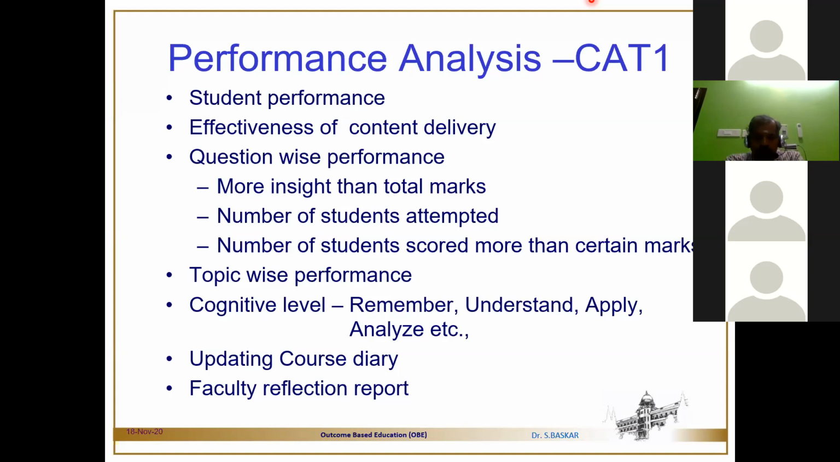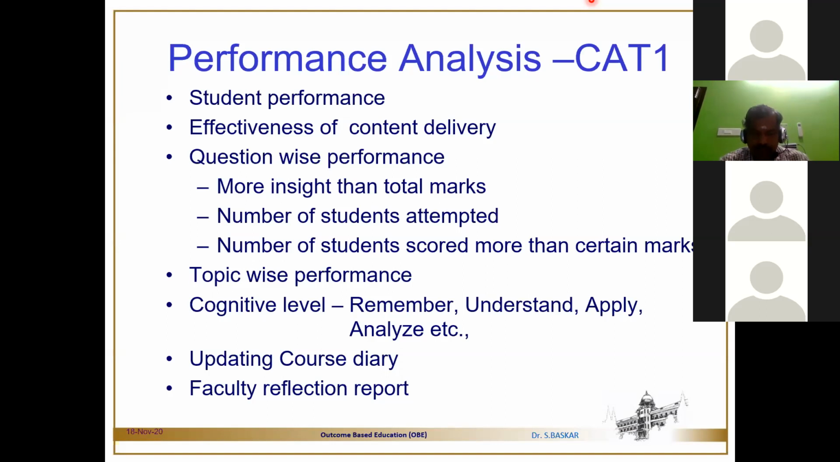Everything will be noted in the diary. That is called the course diary. We will be updating this information in the course diary. Because after CAT 1, it is not simply recording the data. We need to pick out all the data and analyze it. That is like data mining. From the data analysis, we need to produce a very good report. That is called a faculty reflection report.